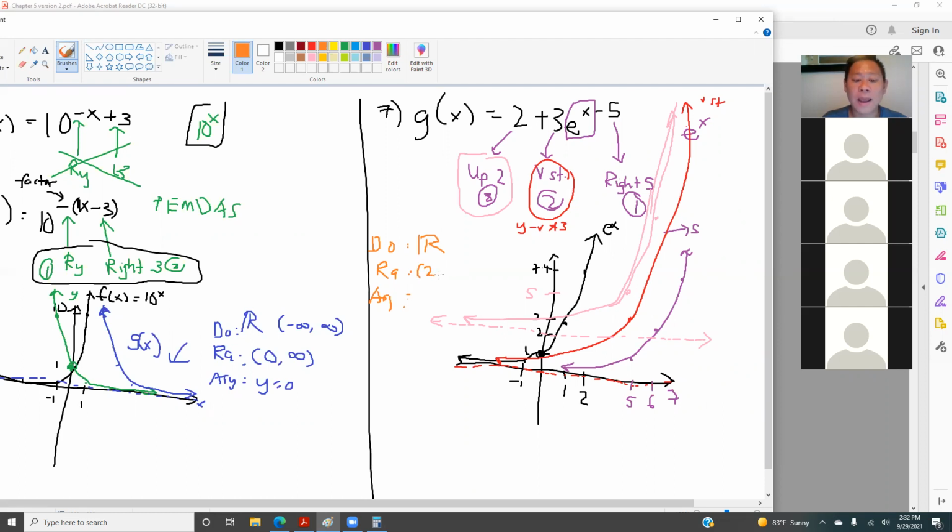2. 2, and it goes to where? Infinity. So this 2 is determined because you moved up 2. So this 2 is the one that makes you change your range. And your horizontal asymptote is y equals 2, and again it is because you moved up 2.